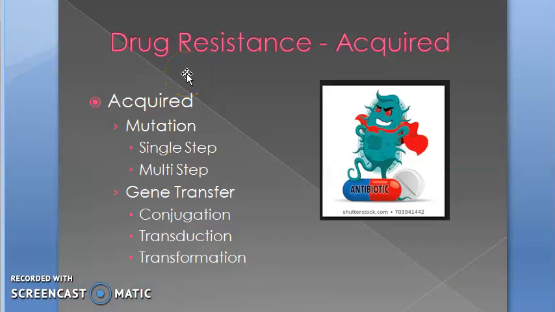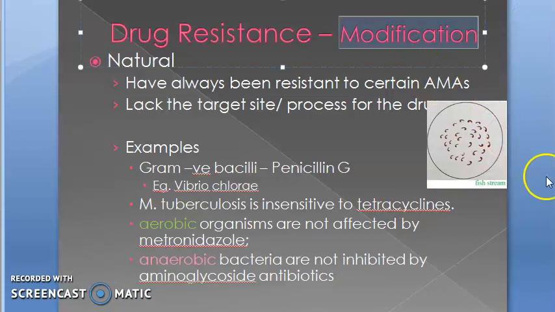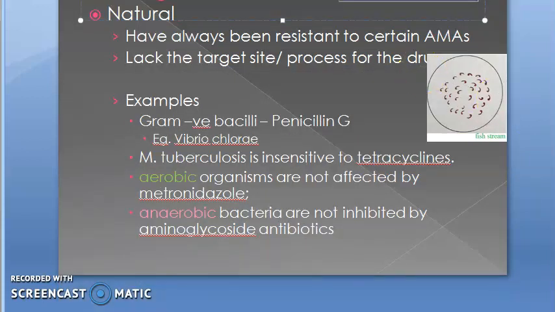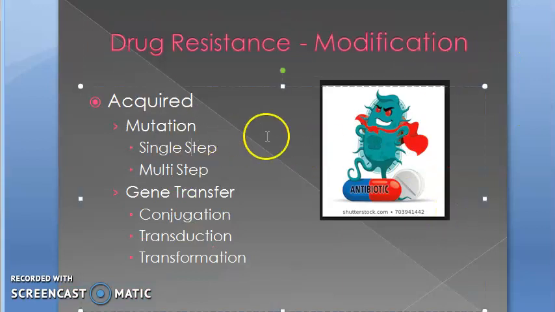Now let us see the acquired drug resistance. Under this actual modification, we are going to look at the acquired one now. Here, there is development of resistance by an organism. The organism develops the resistance. It was sensitive before and it is not sensitive now.